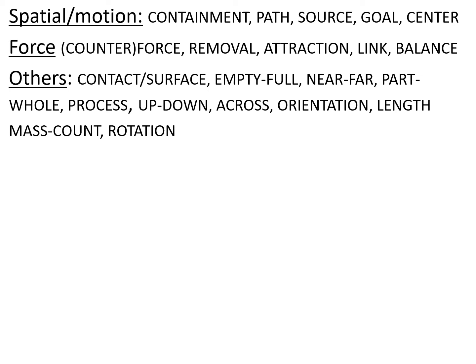We also categorize schemas. So we have containment, path, source, goal. All of those are spatial motion schemas. We have force, as I said, removal, attraction. They are in the force category. We have the cross schema, the orientation schema, the near far schema, part whole. So these schemas are concepts that we developed in our brains because of things we saw. We developed a concept, and many of them we use now in language.